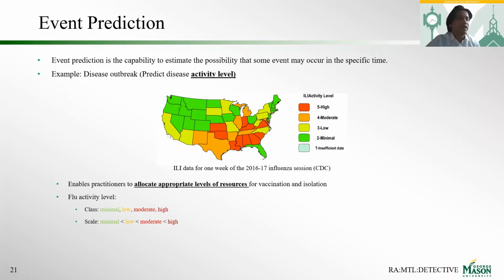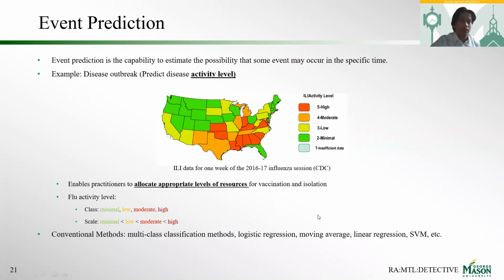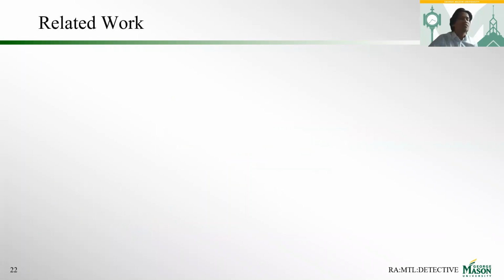Now, this flu activity, you can consider like a class problem. This can be minimal, low, moderate, high. Or you can consider it like a scale problem. That means, of course, among different subtypes there is a relation, and you need to maintain the order. So there are different ways you can think about this problem. Conventional methods include multi-class classification methods, logistic regression, moving average, linear regression, SVM, etc.